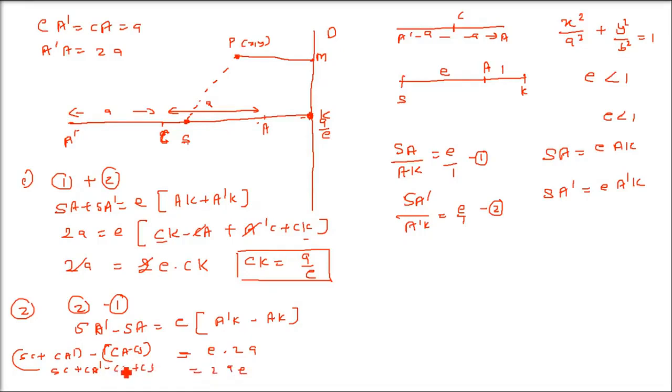Now this CA and CA dash are equal because they are both A, and SC and CS are the same thing, they are same. So 2CS equals 2AE, CS equals AE. Now CS is equal to AE. So the S point is at AE. From C, the distance of S is AE. From C, the distance of K is A by E. These two are very important results.